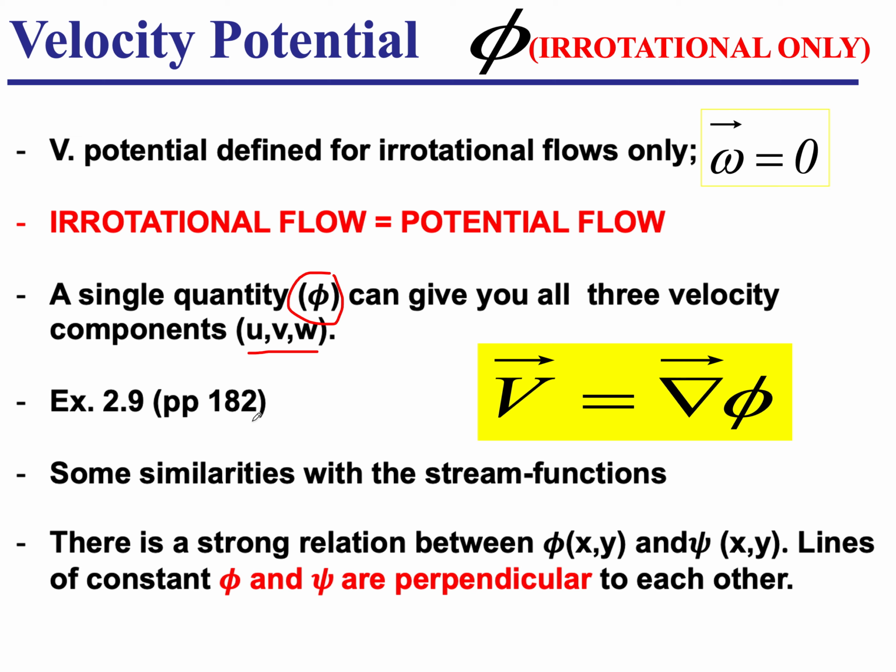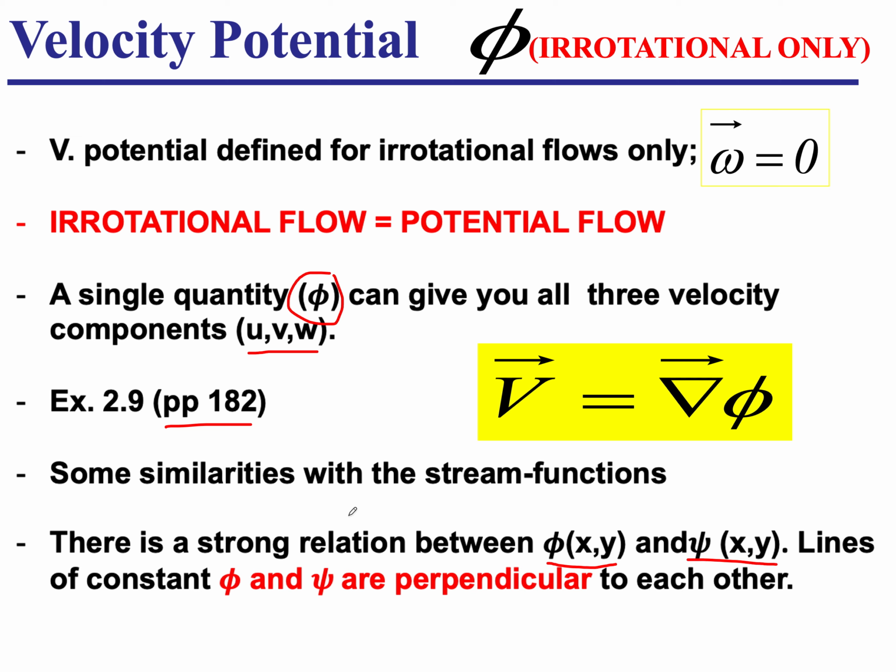So look at the example on page 182, 2.9. Please do look at that. And there are similarities between the stream function and the velocity potential. In fact, they're very related. When you have an irrotational flow, a potential flow, then you can define a velocity potential, and the velocity potential lines would actually be perpendicular to the stream function.